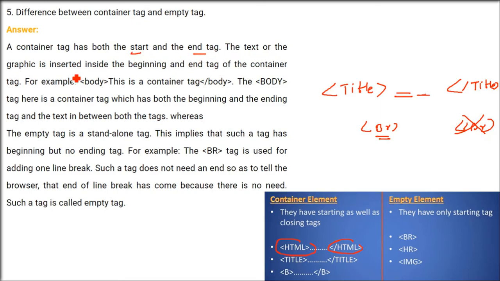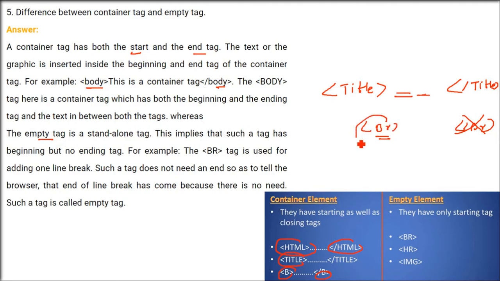So a container tag has both start and end tags. The text or the graphic is inserted inside the beginning and the end tag of the container tag. For instance, this body, as I gave you a different example, is also an example. You have start also, you have end also. So the body tag is a container tag, which has both the beginning and the ending tag.